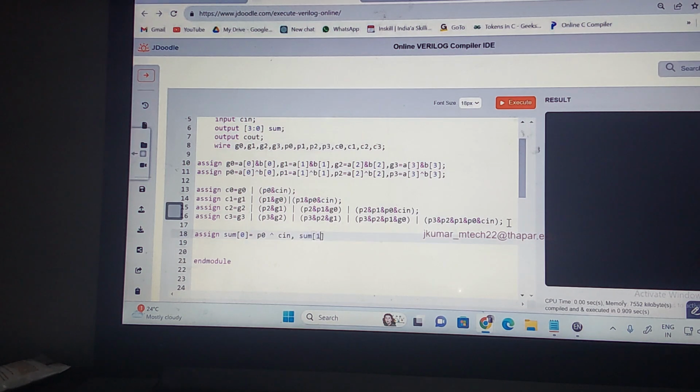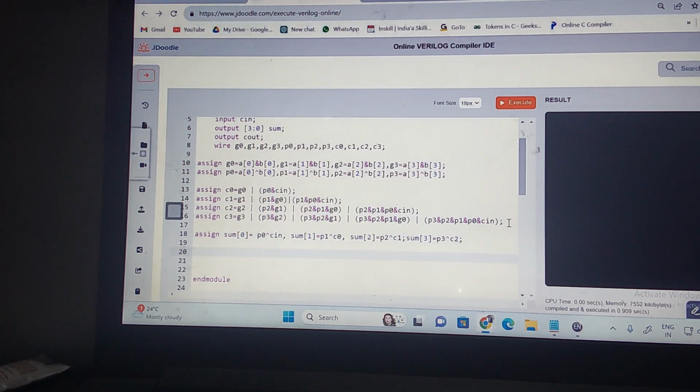Again, let us write in the same way. Sum of 1 is P1 XOR C0, comma. Next term, sum of 2 is equal to P2 XOR of C1. Let me give the tab space. Again, sum of 3 is nothing but P3 XOR of C2. Again, this is for sum.